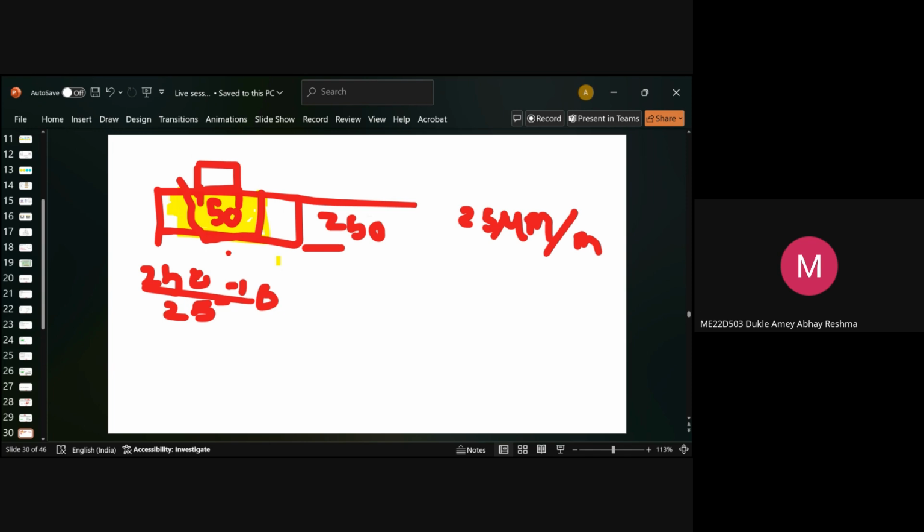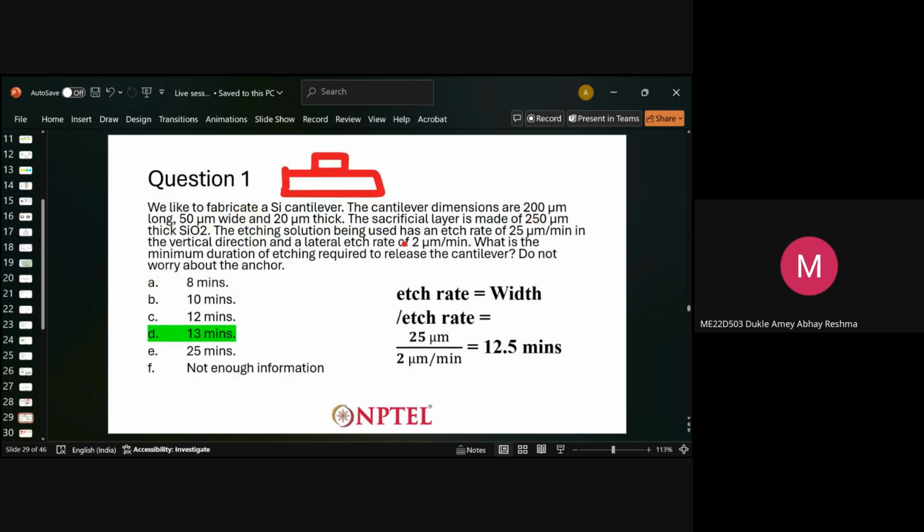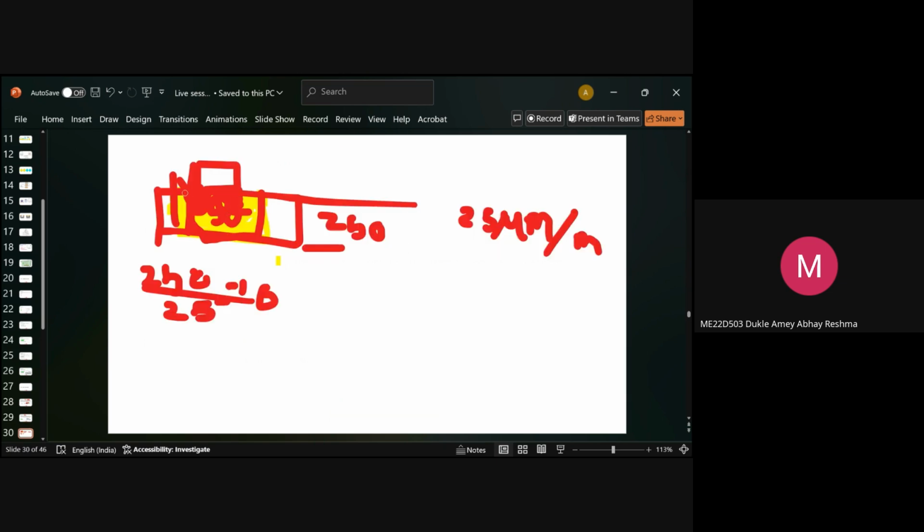But now what is happening is, since the etchant is coming from here, you have to remove the area down there, but you have to remove it this way. So your vertical etch rate doesn't play an important role. Your lateral etch rate comes into play. So your lateral etch rate is what you want to find out. The etchant is coming from both sides, this side also and this side also. So you have 25 from this side and 25 from this side.